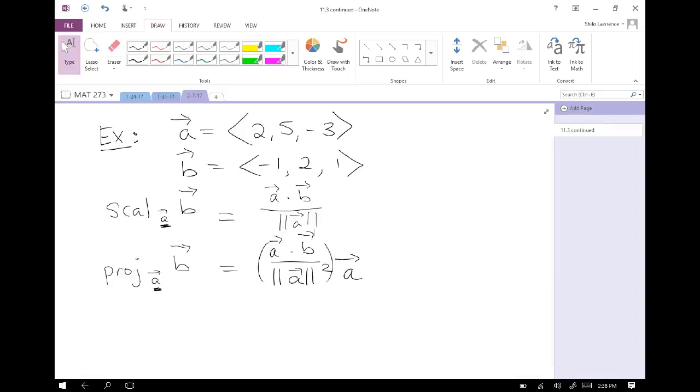So you remember how to do the dot product? You multiply like terms or like components, and then add the results. So we're going to be doing 2 times negative 1, 5 times 2, and negative 3 times 1. We're going to do those three products and then add them together. So this is negative 2 plus 10 plus negative 3.